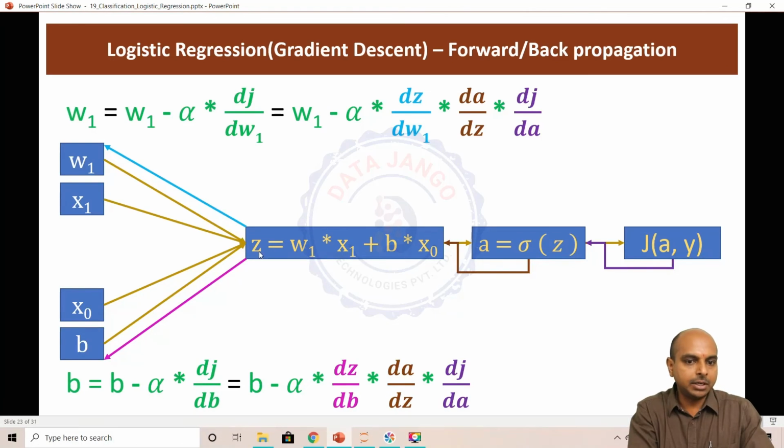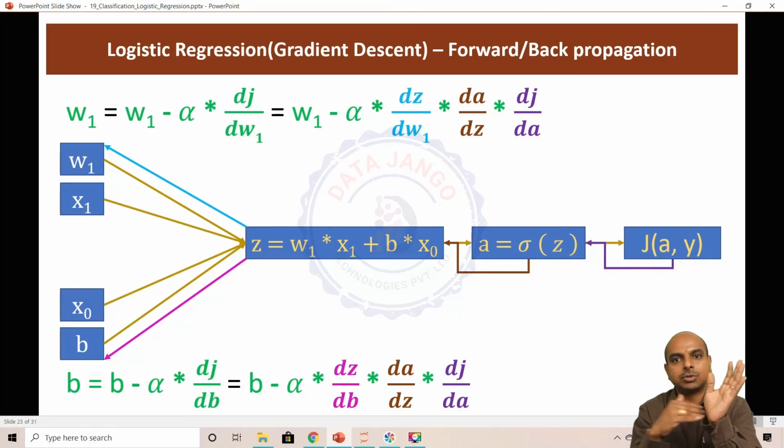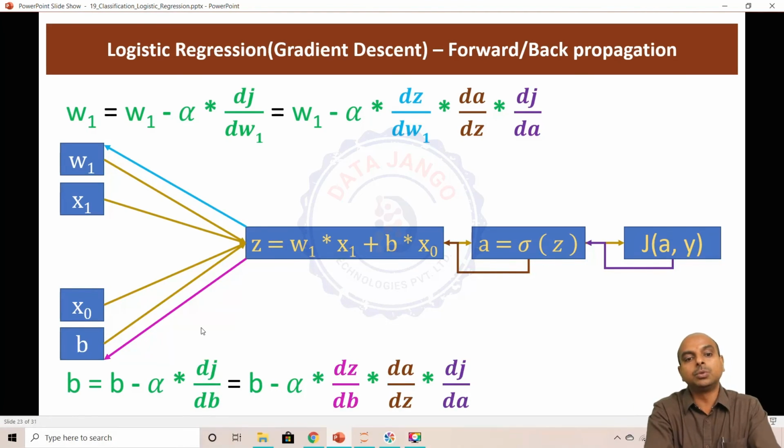Then you again calculate the linear combination, again you find A, again you find J, and this whole process happens until the cost becomes minimal. In a logistic regression setup, the cost function is convex, and there is a place where the slope of the tangent, that is, the derivative of the cost function with respect to W1, is 0, or the derivative of the cost function with respect to B is 0. You do n number of epochs to reach that place.